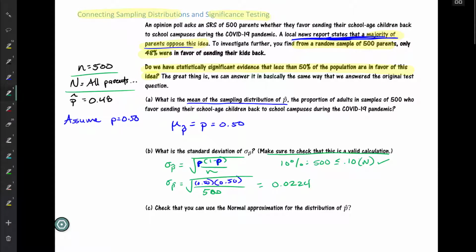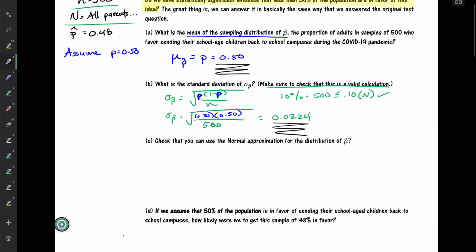So we've got two of the things that we need, right? Remember, ultimately, what we wanted to do was go to a norm CDF calculation. In order to use norm CDF, we needed a mean and a standard deviation. We got those two things, but we had to know, is it okay to use that norm CDF calculation? And that's where part C comes in. Check that you can use the normal approximation.